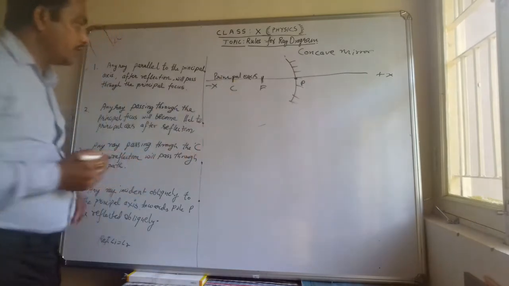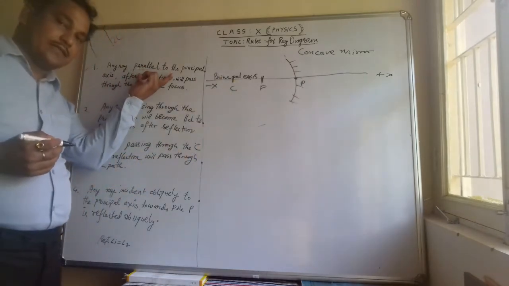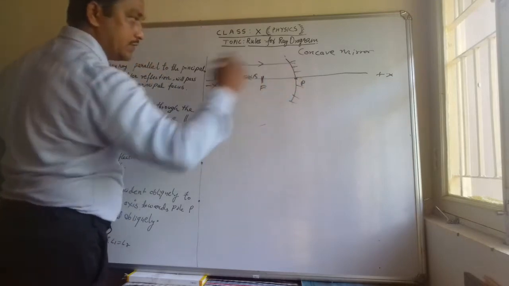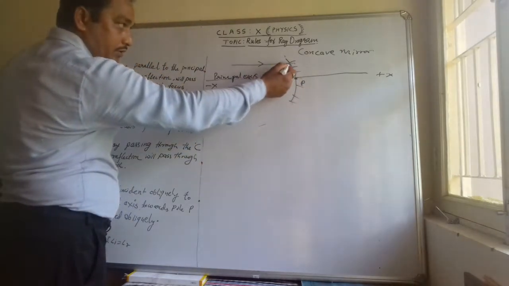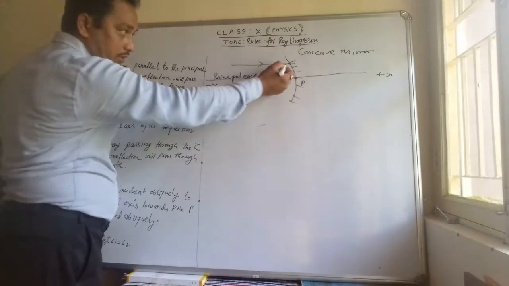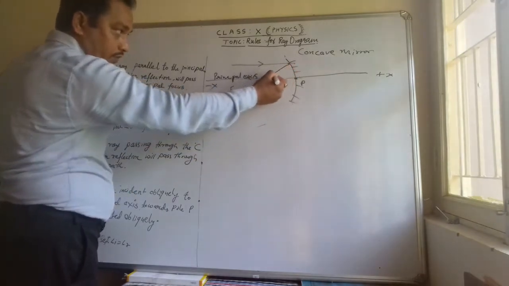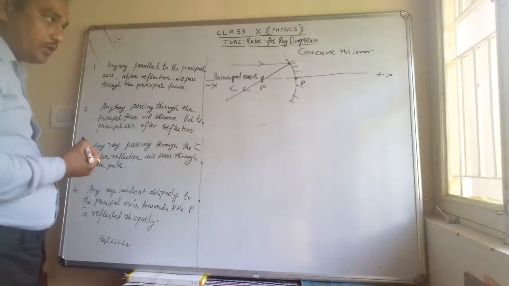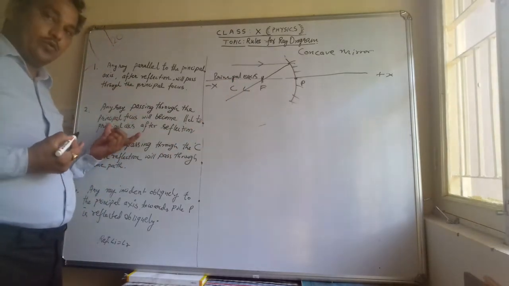So any ray which is passing parallel to the principal axis, for example this ray which is going parallel to the principal axis, after reflection from the mirror will pass through the focus. So this is the reflected ray.